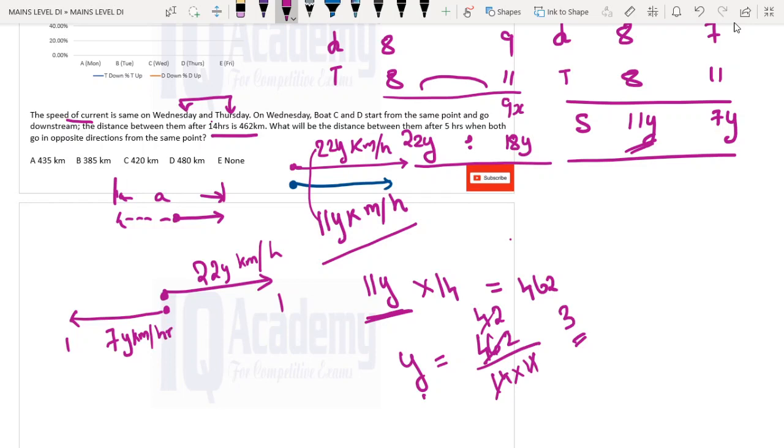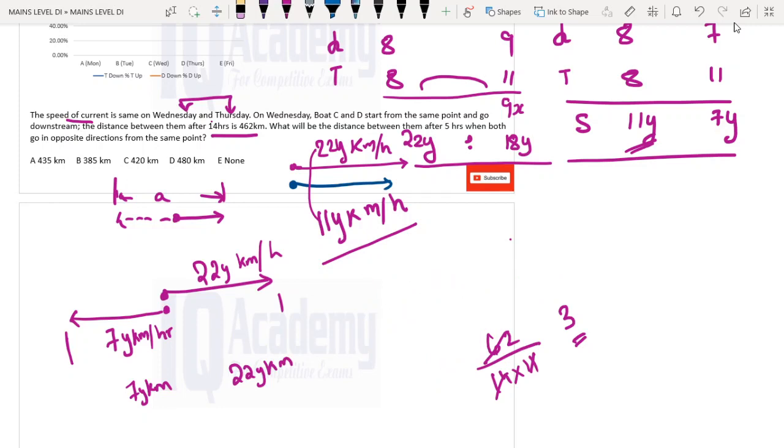So after 1 hour, D will be traveling 7y km and C will be traveling 22y km. So the distance between them after 1 hour is 7y plus 22y.